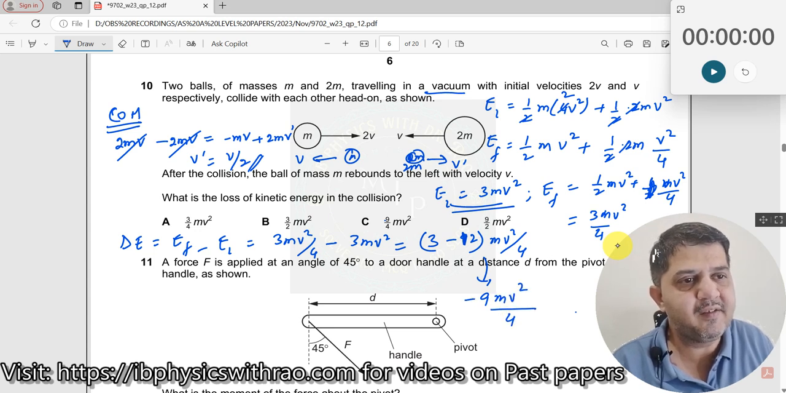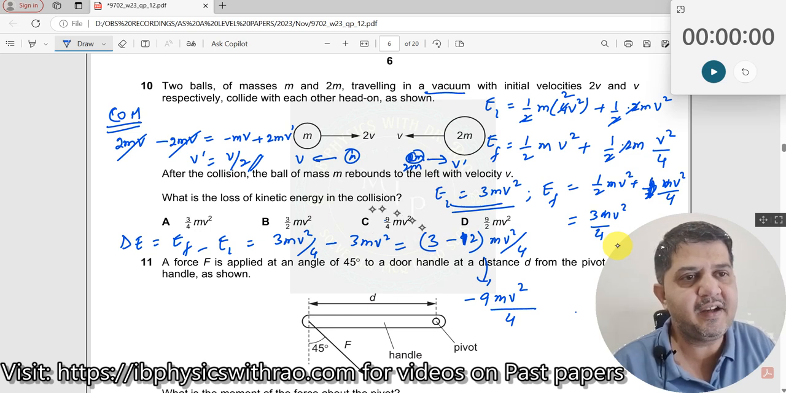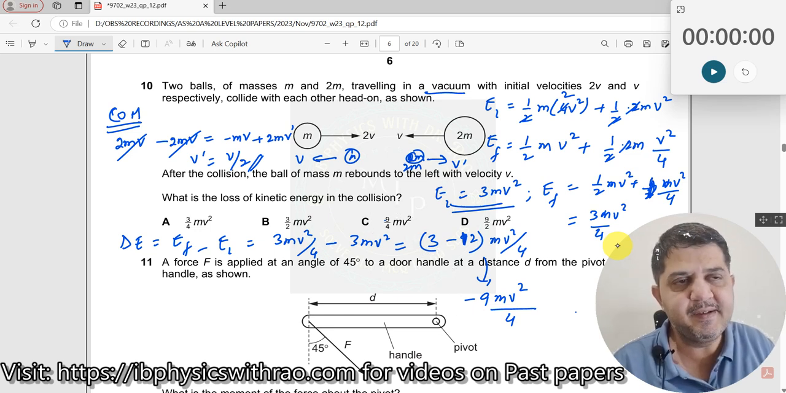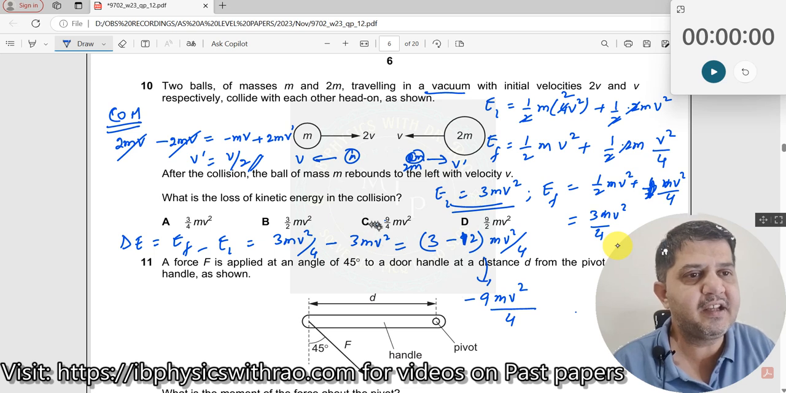Of course, you can say it's a negative value, but the negative sign tells you it's an energy loss. So E final minus E initial is negative, which means it's an energy loss. So take the magnitude here: it is 9 by 4 mv square. C is the right answer.